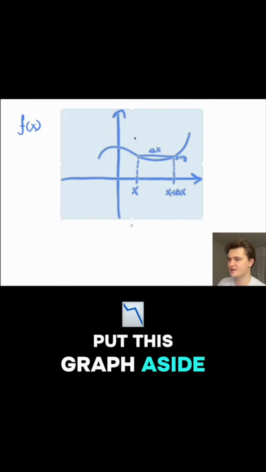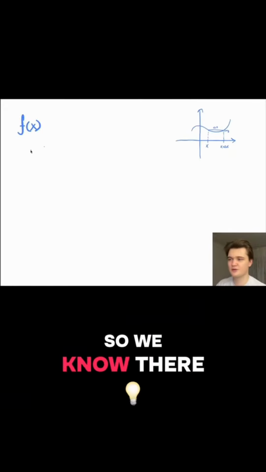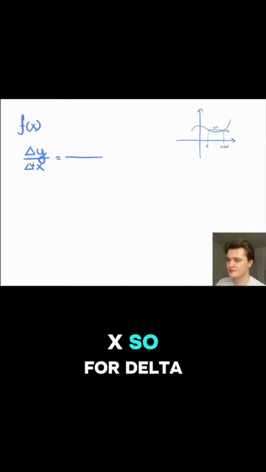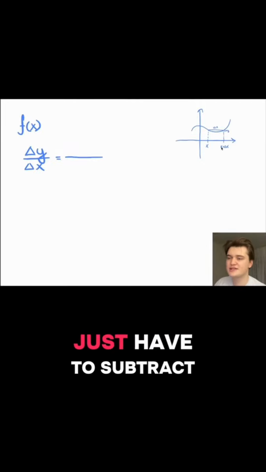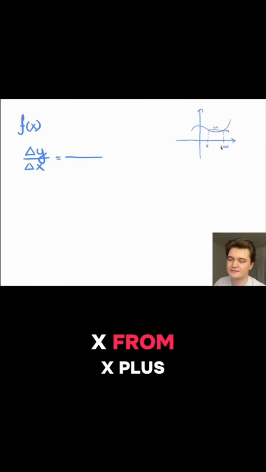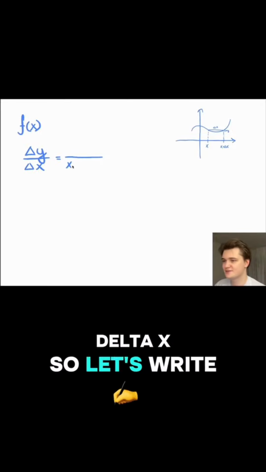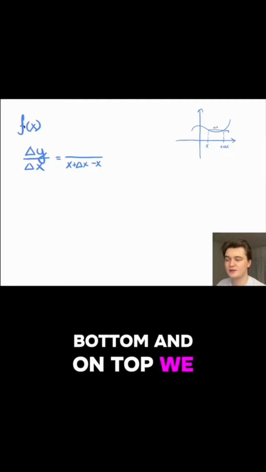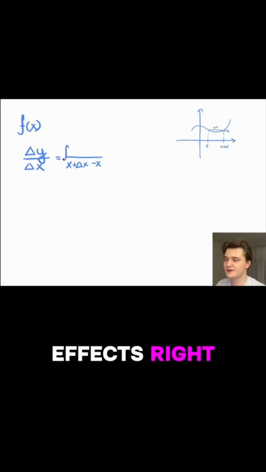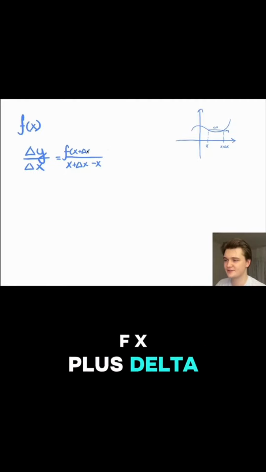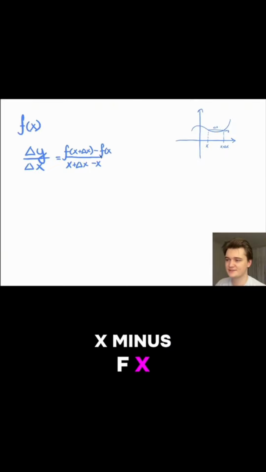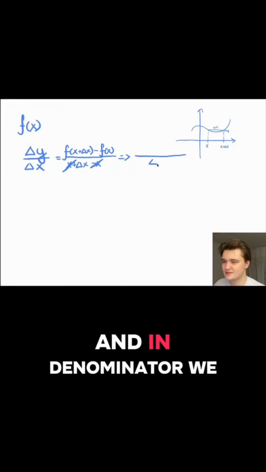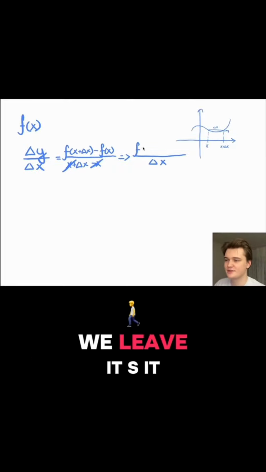Okay, let me just put this graph aside so I could do some algebra here. So we know there's a formula to find the average rate of change: delta y over delta x. So for delta x, we just have to subtract x from x plus delta x. So let's write it down: x plus delta x minus x on the bottom. And on top, we just have to input it into f of x, right? So it's going to be f of x plus delta x minus f of x. Looking better. Here we just cancel out our x's. And in denominator, we just have delta x. On top, we leave it as it is, right?